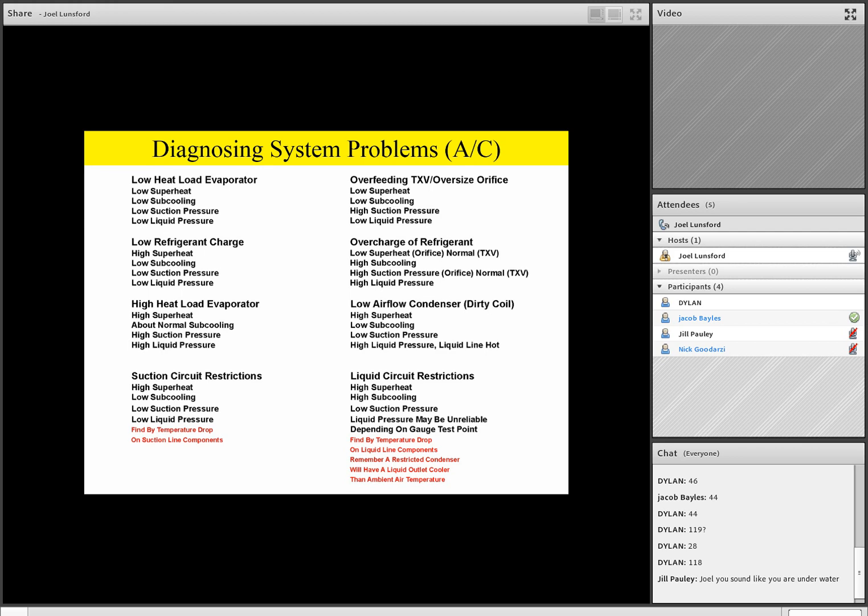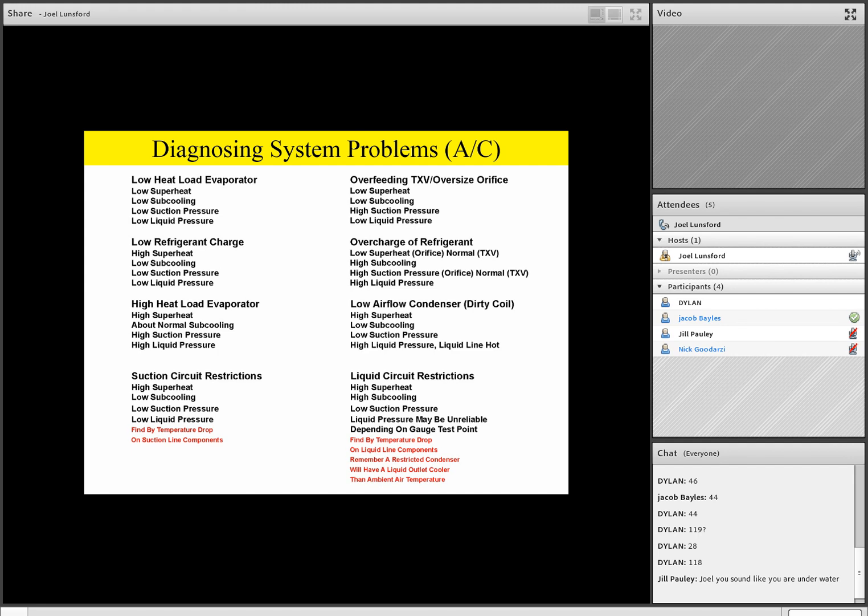So a classic service call, you may have a low refrigerant charge. If you have a low refrigerant charge on your system, your coil conditions will just start screaming at you, so to speak. You're going to have high superheat on the evaporator if you have low refrigerant charge. You're also going to have low subcooling on the condenser.